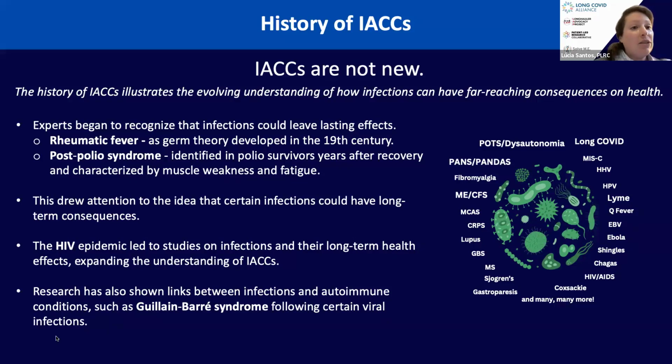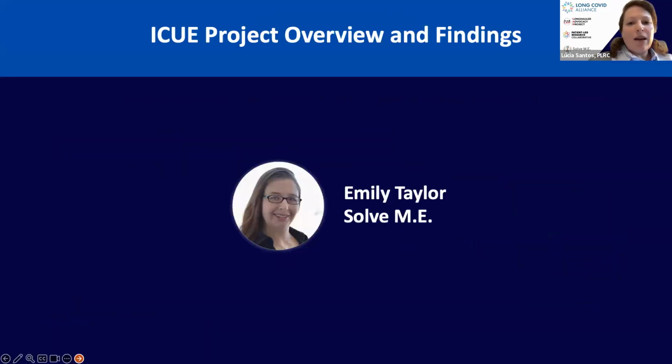which was identified in polio survivors years after their recovery and characterized by muscle weakness and fatigue. This drew attention to the idea that certain infections could have long-term consequences. The HIV epidemic led to studies on infections and their long-term health effects, expanding our understanding of IACCs. Research has also shown links between infections and autoimmune conditions, such as Guillain-Barré syndrome following certain viral infections. I'm going to turn it over to Emily Taylor, who is going to speak on the specifics of our project.